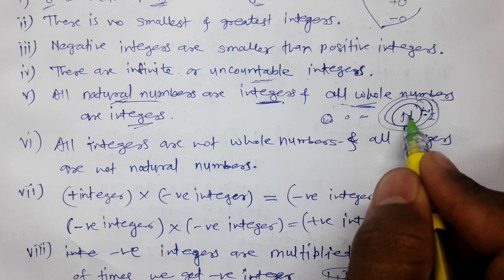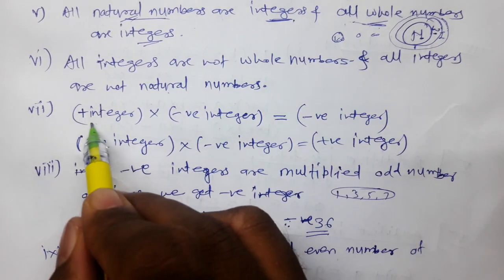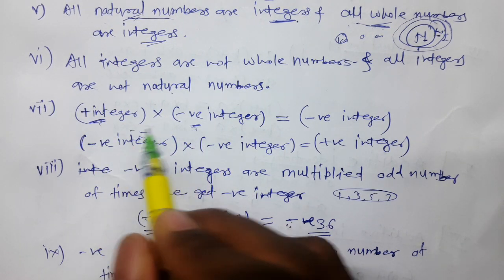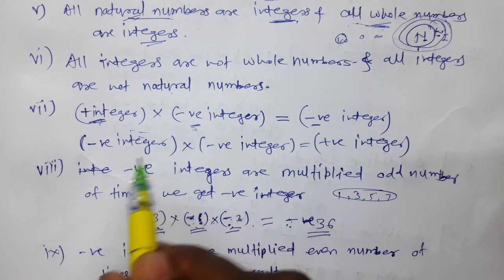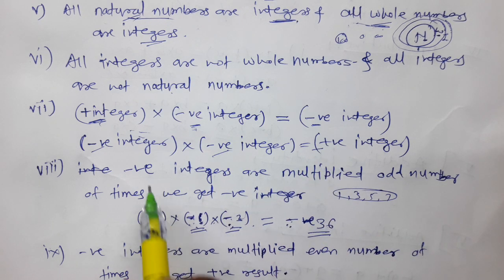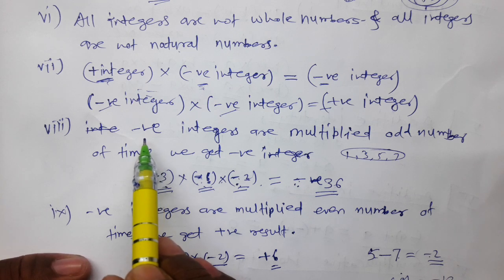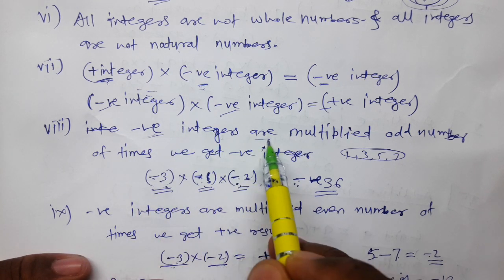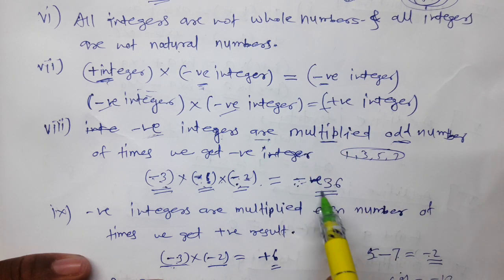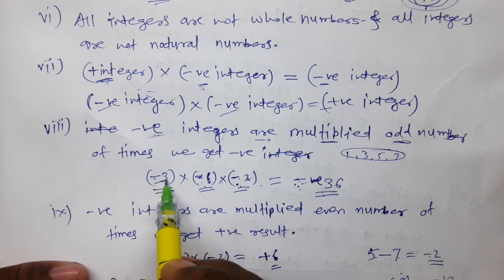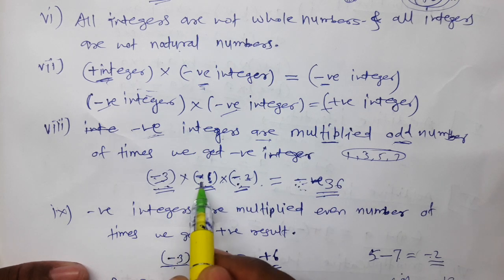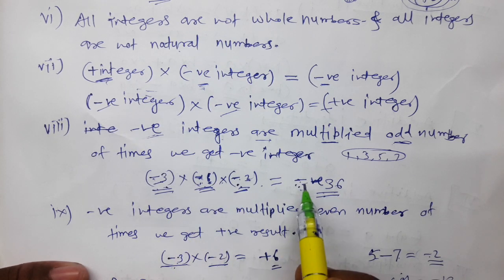Now if we take two integers, first positive and second negative, and multiply them, we will get a negative integer as a result. If we multiply a negative integer with a negative, we get a positive integer. Next property: if negative integers are taken an odd number of times and multiplied, we will get the result as a negative integer. If we take three negative integers and multiply them, we get a negative result. Minus into minus is plus, plus into minus again is negative.